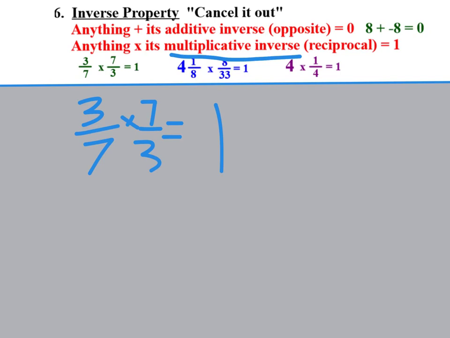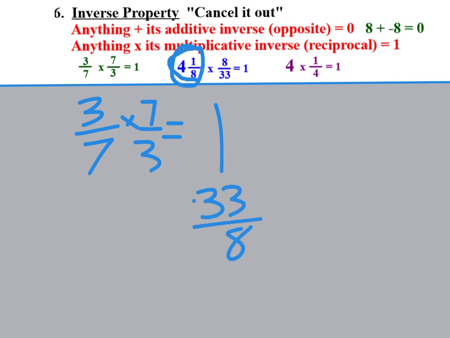Because if I did this problem now, I'd get 21 over 21, which is 1. Same thing here. You can do the multiplicative inverse or reciprocal with a mixed number. You just need to change it to an improper fraction first. So you change this to 32 plus 1 is 33/8. So its multiplicative inverse would be 8/33. When you multiply them, you'll get 1. Same thing with 4. How do you write 4 as an improper fraction? You write it as 4 over 1. You take that times 1/4, and it turns it into 1, which, of course, with multiplication, helps get you back to its identity.